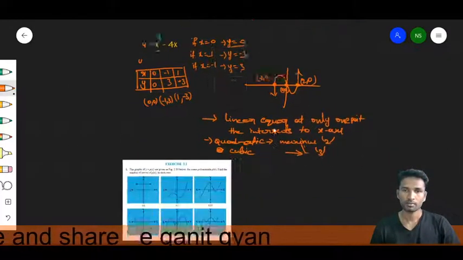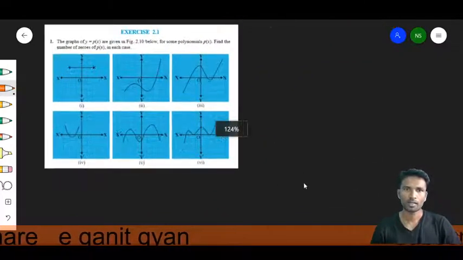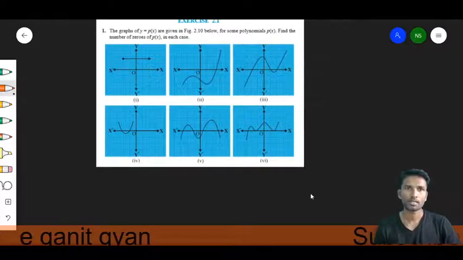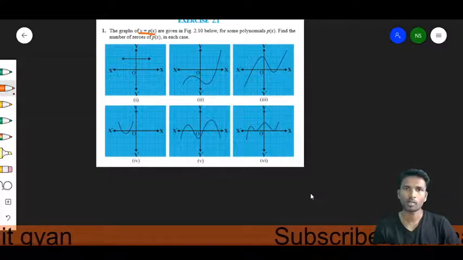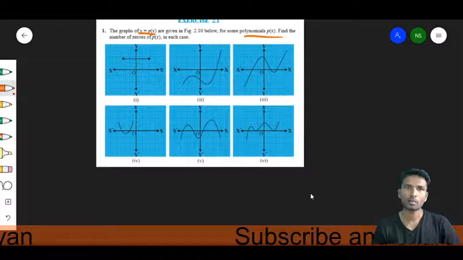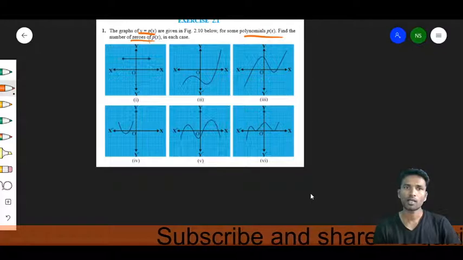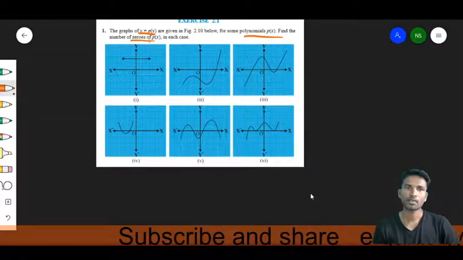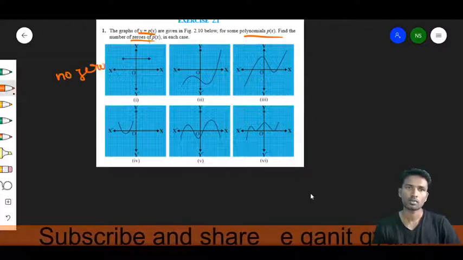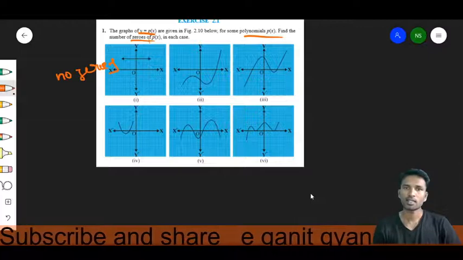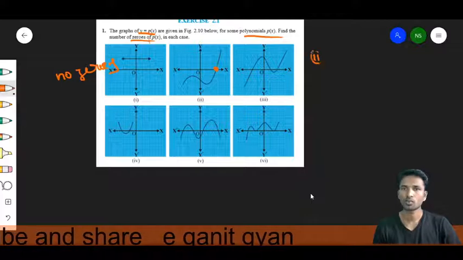Now if I take exercise 2.1, here we have a simple question. The question is, the graph of y is equal to p of x is given in figure 2.1.0 below for some polynomial p of x. Find the number of zeros of p of x. You see here we have only one line which is not intersecting the x-axis, so we will not get any zeros. We will say here no zeros. Here it is intersecting the x-axis at only one point, so for question 2, 1 zero.